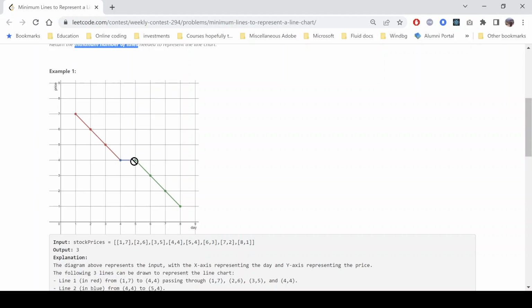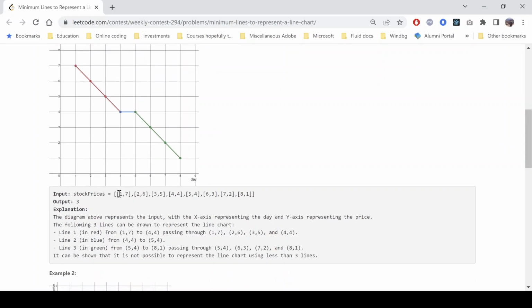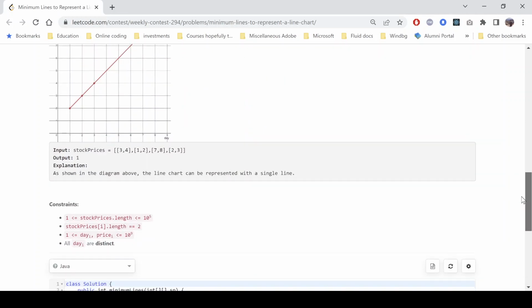Then we come to the blue one. So again, that's a different line. And then again, we need an extra line to connect the four dots represented by the green line. So total we have three lines. So this is the example. We are given some data points and we need to return the number of lines needed to represent this array.